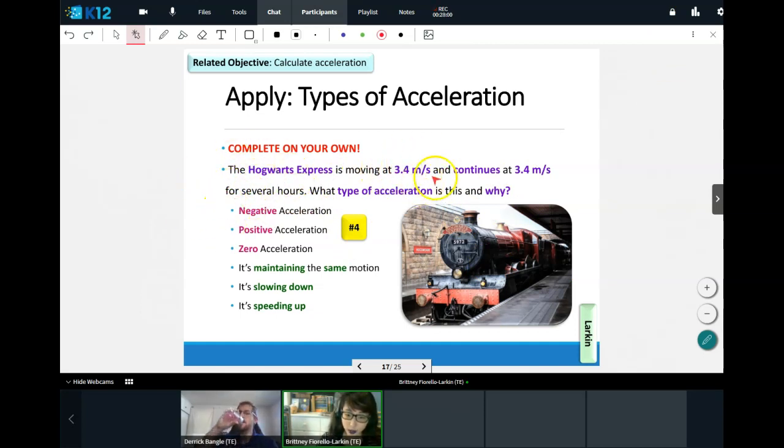If it's at 3.4 meters per second and continues at 3.4 meters per second, tell me in the chat, is it maintaining the same motion, slowing down, or speeding up? We can actually answer this part together, and then the rest of it you will need to do on your own. So tell me in the main chat, is it maintaining the same motion, slowing down, or speeding up, if it's moving at 3.4 and continues at 3.4? Excellent, Lexi. Excellent, Jared. Excellent, Joseph.